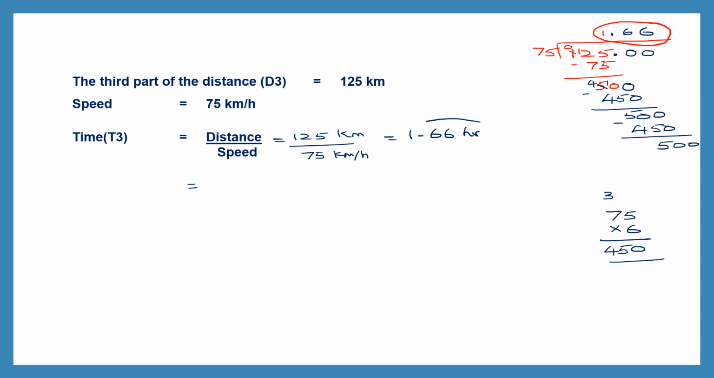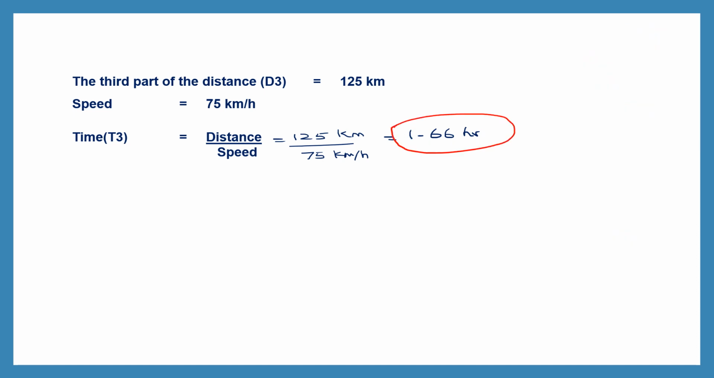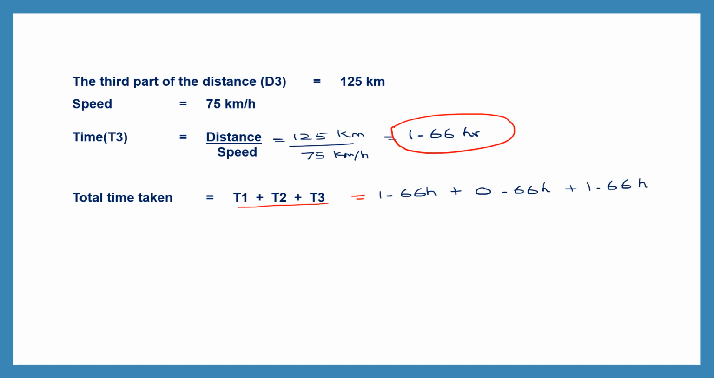So we have the first part, second part and the third part. So now we can find the total time taken by adding up all the time that we found out. So time 1 we found out to be 1.66 hours. Time 2 we found out to be 0.66 hours. And time 3 we just found out to be 1.66 hours. So total time taken is for us to simply add up all this. Let's do that. 1.66, 0.66 and 1.66.